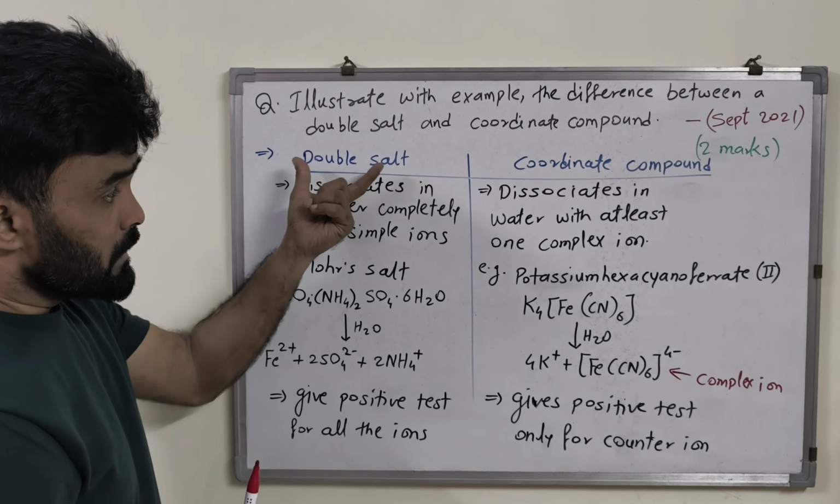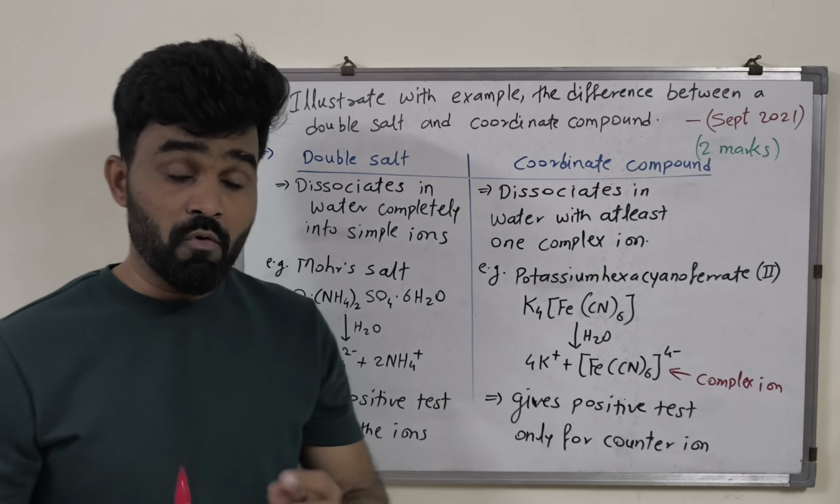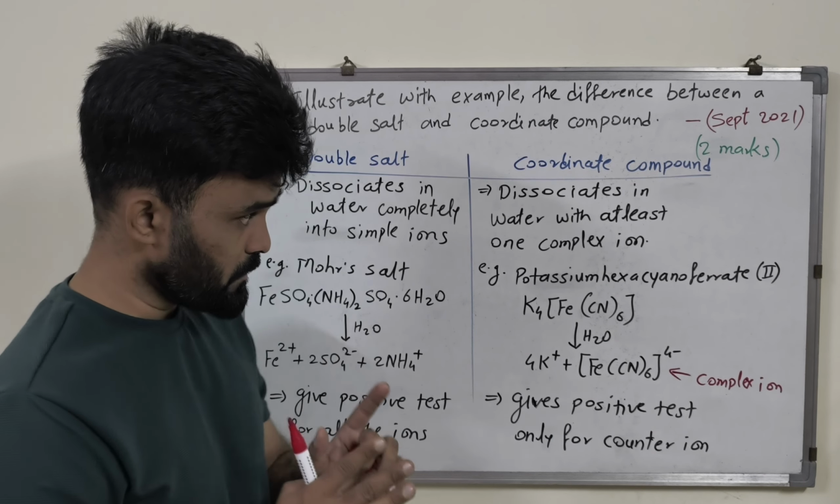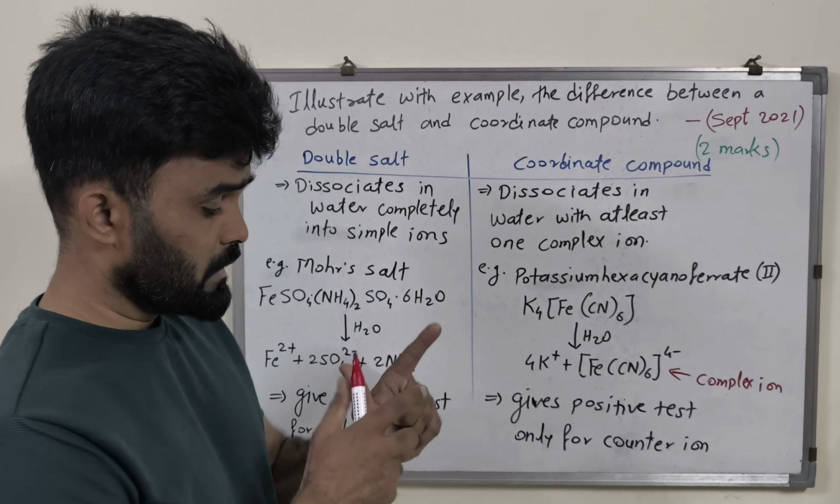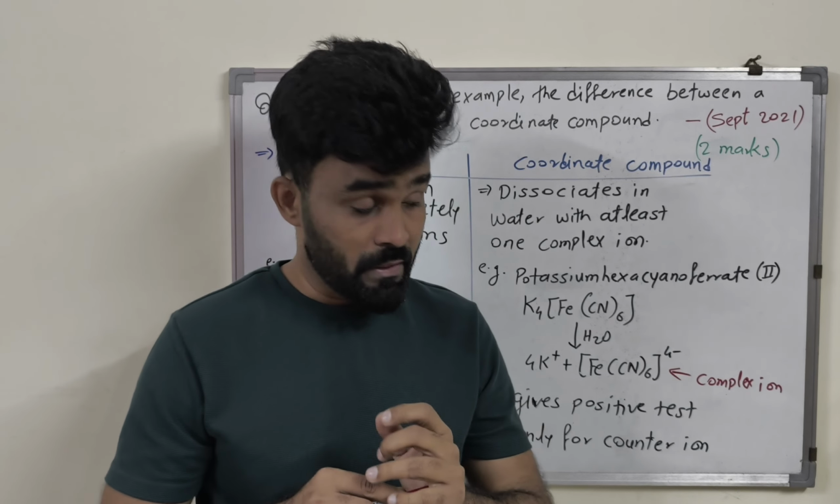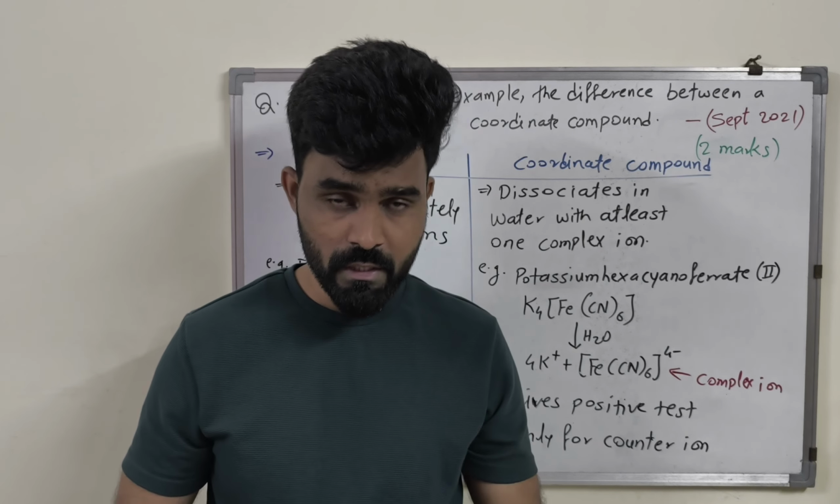A double salt gives a positive test for all of its ions. Okay, and a coordinate compound gives a positive test only for the counter ion because the complex ion does not ionize. Okay, fine. Take a screenshot of this and write it down and practice. We'll move to the next topic.